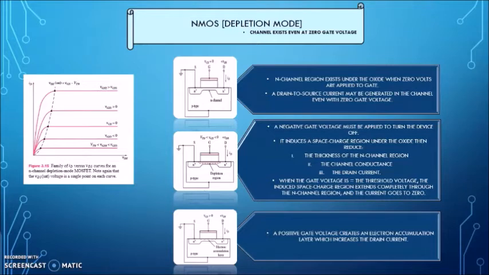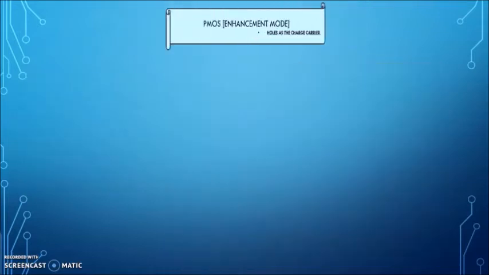It induces a space charge region under the oxide, which reduces the thickness of the n-channel region, the channel conductance and the drain current, until the gate voltage is equal to the threshold voltage. The induced space charge region then extends completely through the n-channel region, and the current goes to 0. A positive gate voltage creates an electron accumulation layer, which increases the drain current. As you can see in the figure of the characteristic curve, the saturation point is when VDS sat equals VGS minus VT. Let's move on to the PMOS.